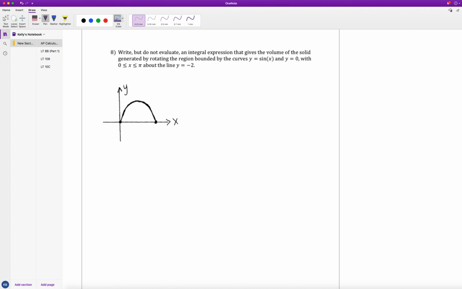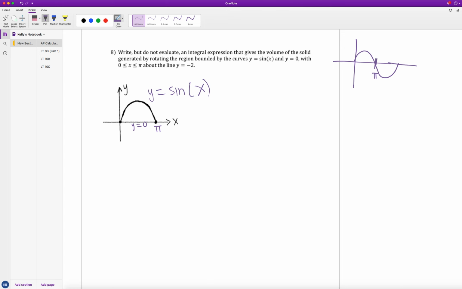So y equals sine of x, remember, if I draw one cycle of it, curves up and over all the way. But I'm bounded between 0 and pi, so I'm actually just looking at the first portion of this graph here, which is this upside down U shape, since I'm stopping at pi there. I'm also bounded by y equals 0, which is this line down below. So I'm going to label that as y equals 0, and the top curve as y equals sine of x.